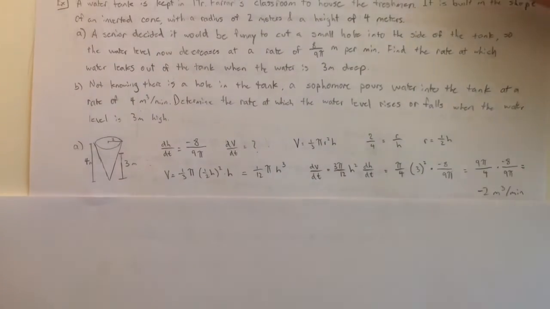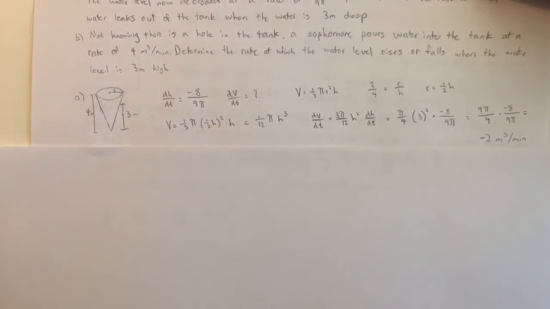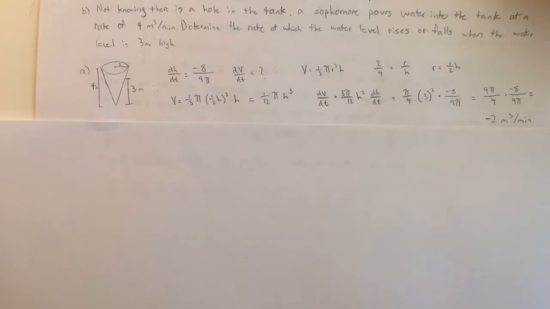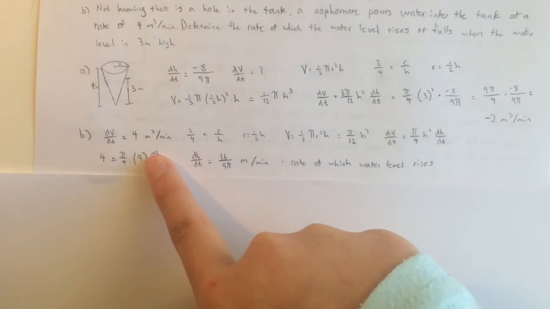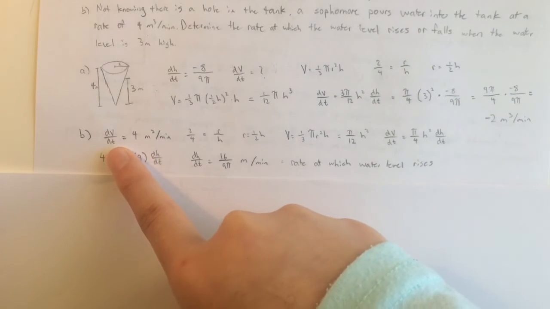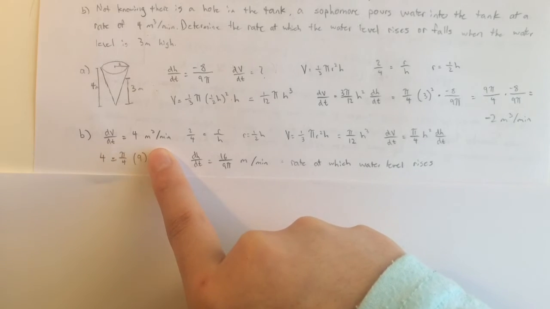So part B is not knowing there's a hole in the tank. A sophomore pours water into the tank at a rate of 4 meters cubed per minute. Determine the rate at which the water level rises or falls when the water level is 3 meters high. So this is part B. We're going to start off with we know that dV/dt this time is 4 meters cubed per minute.